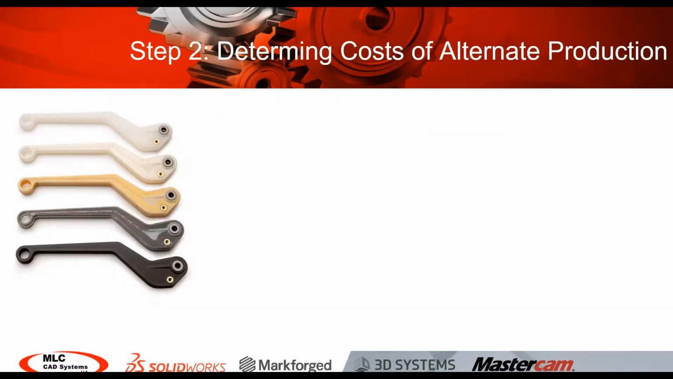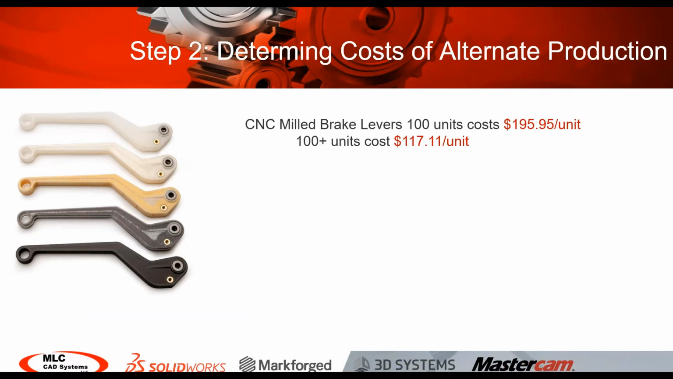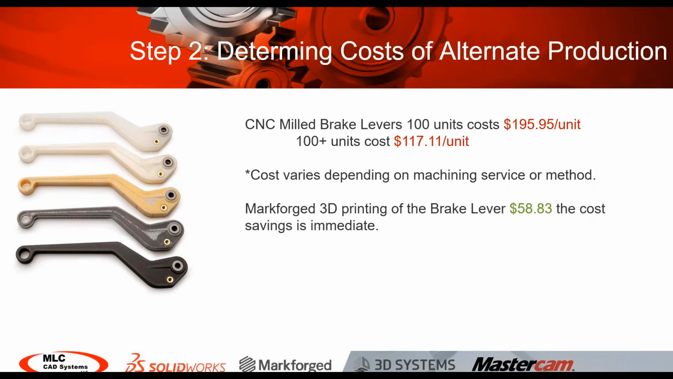Number 2, determining costs of alternate production. It's time to compare the cost of other manufacturing methods, such as CNC milled, traditional manufacturing methods that you see here. For this particular brake lever, it's going to cost you around $195.95 per unit. And that's if you only went with 100 units. Now, of course, if you get more units than 100, you're going to be saving and cutting on that cost a little bit more. The cost varies depending on the machining and the services. By comparing the two processes, it is immediately clear that 3D printing is the less expensive option, saving yourself about $140.89.